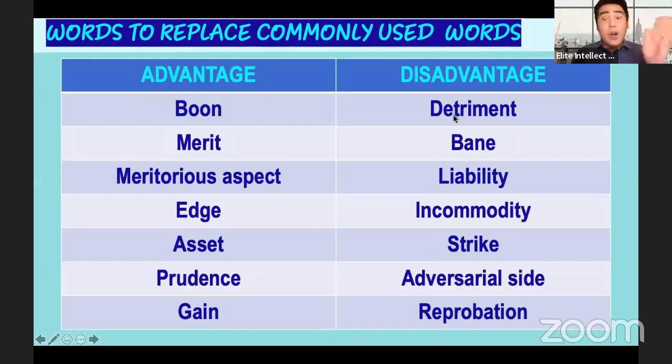Instead of saying advantage and disadvantage, you tend to say this a lot on the examination, okay? So advantage, instead of saying advantage, you can say boon, merit, meritorious aspect, edge, asset, prudence, gain. There you go.